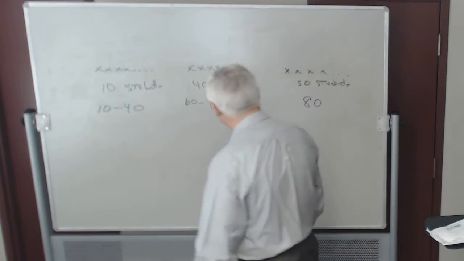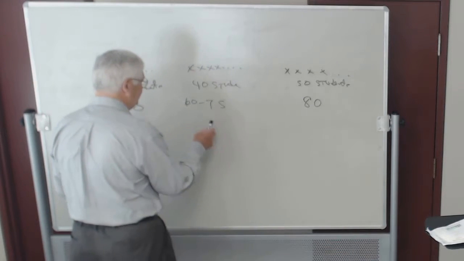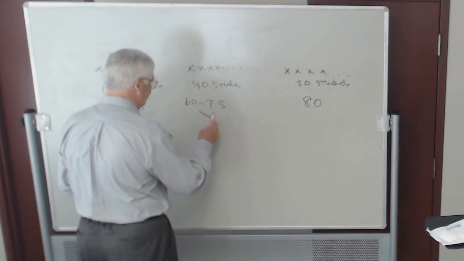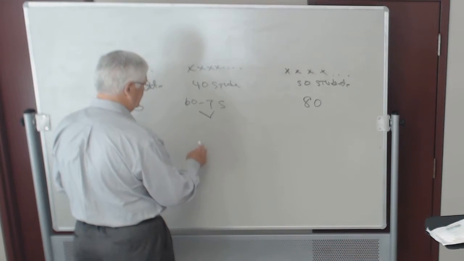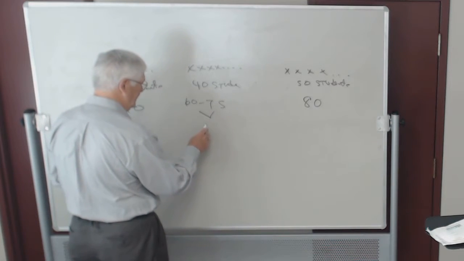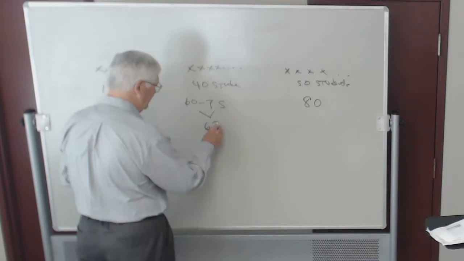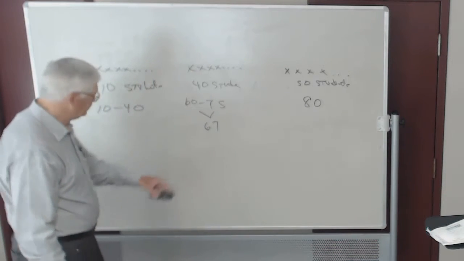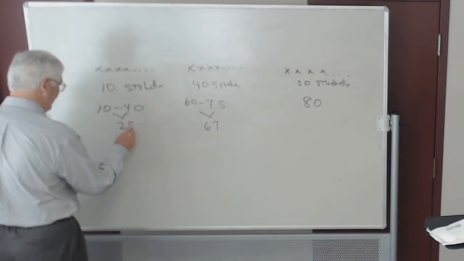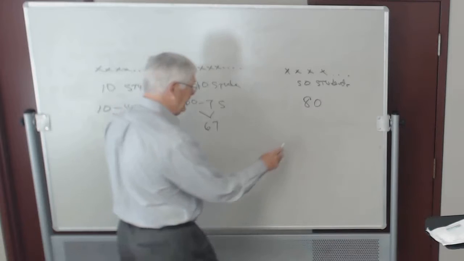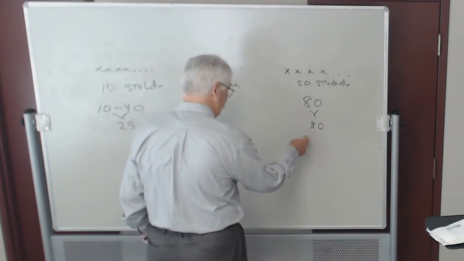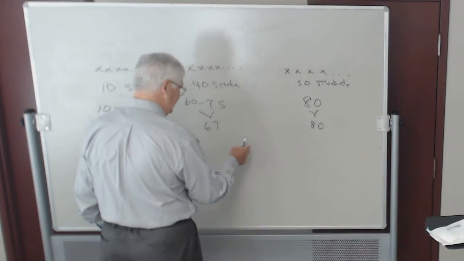Now wait a minute. Let's see. If 40 students made between 60 and 75, let's just get an average here. What's the average for 60 and 75? 135 divided by 2 would be about 67. You follow me? And the average here would be about 25. And over here it's just 80. And I have 50 of these, so I have 50 80s.